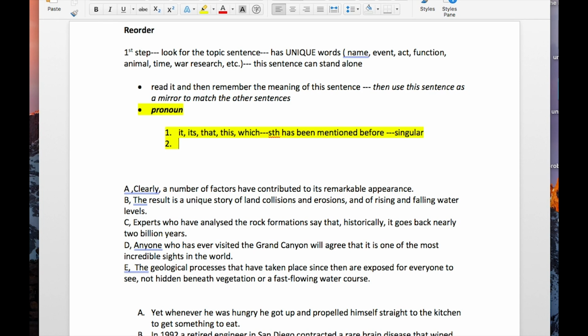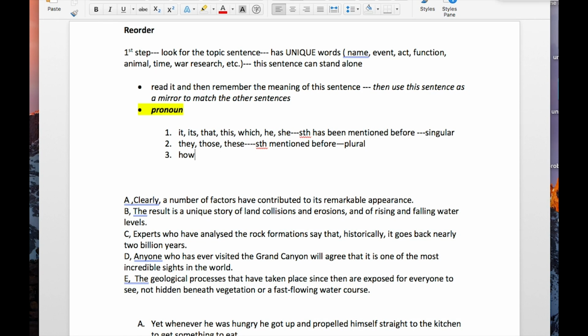Another method is basically the same, but for something plural. You have they, those, these. This means something was mentioned before, and they are plural. And for the singular ones, we also have the person, he or she. So that's this part. And let's see some other connectors. So other connectors, for example, yeah, however.